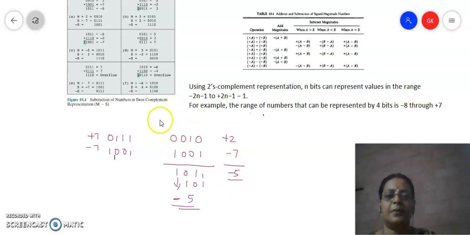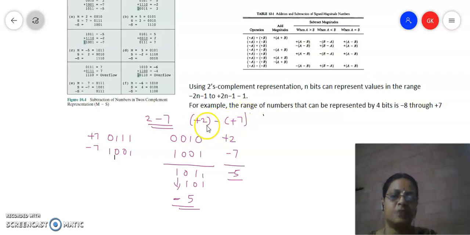What is the problem we have taken? We want to subtract 7 from 2. This is the given problem. So you will write the problem like this: plus 2 subtract plus 7. For doing this subtraction, this minus symbol is going to be converted to addition. So this is transformed as plus 2. You don't do anything with the first operand. Then subtraction is changed to addition, and you change the sign of the second operand, so it is going to be minus 7.